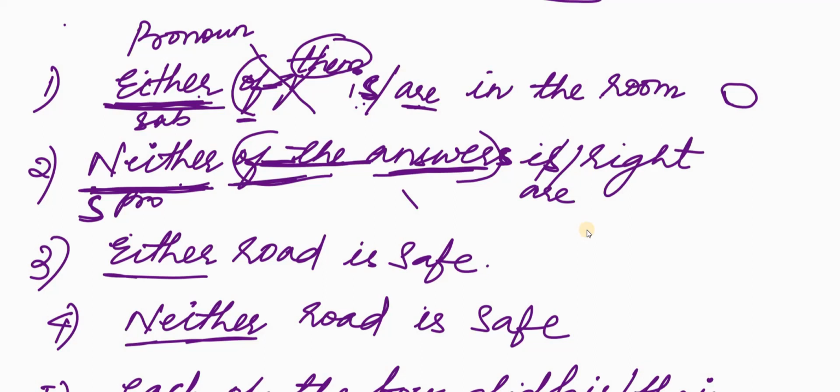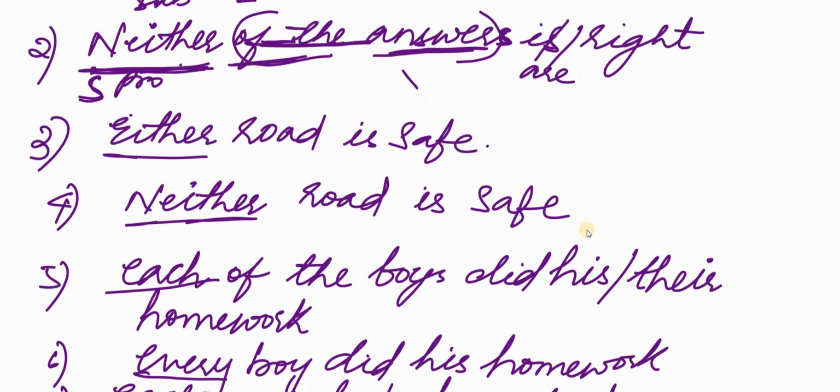In the third example, either road is safe. Either here is a distributive adjective because there is a noun immediately after it. Either road is safe. It is referring to one of the two roads. Let us say there are two roads, road A and road B. Road A is safe and road B is also safe. You can choose any one of the roads. Since you are referring to these two roads individually, this is singular. Hence, you have to use the singular verb is. Either road is safe. This either is describing the noun road. It is not replacing it.